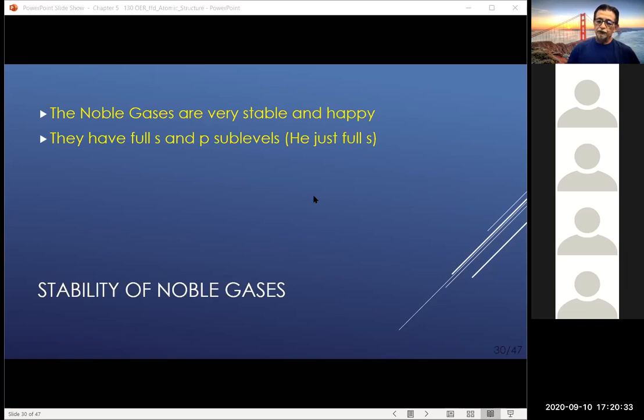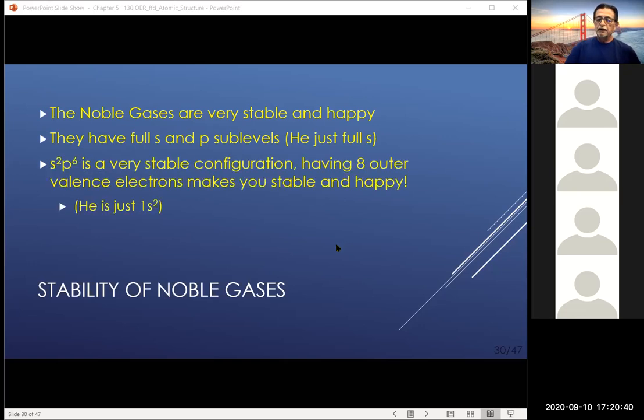All the levels are full, except helium. Helium, only its S level is full. It doesn't have 8. Okay, so that configuration, S2P6, is a very stable configuration, be it whatever energy level starting from 2 forward. So that is the driving force for chemical reactions, for the elements, depending on whom they are.